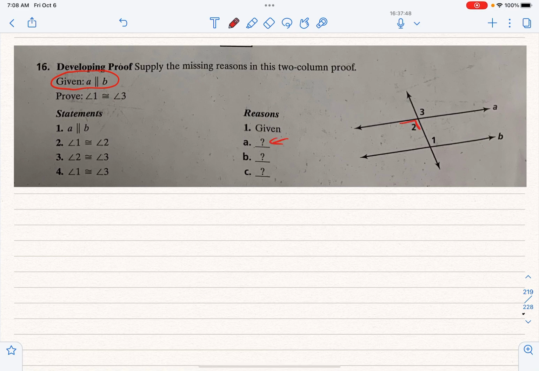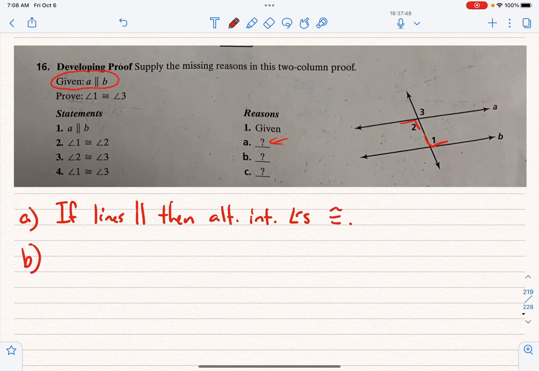And so what we do is we say, well, the reason would then be, how do we know that 1 and 2 are congruent? Well, those are alternate interior angles. And so the reason for A would be, if lines are parallel, then the alternate interior angles are congruent. Part B says, well, what about 2 and 3? How do you know that 2 and 3 are congruent? Well, those are vertical angles, and we know that vertical angles are congruent.